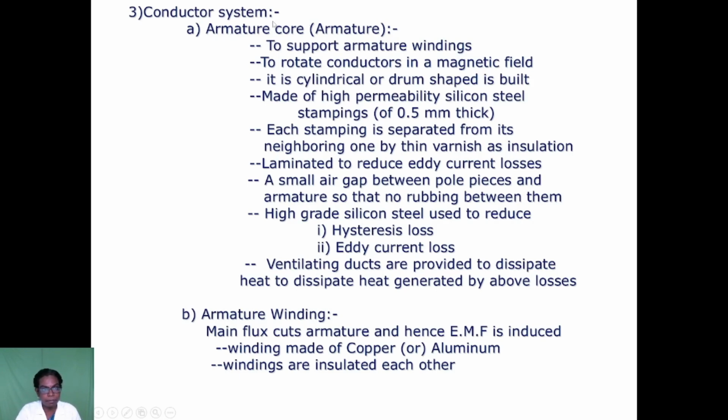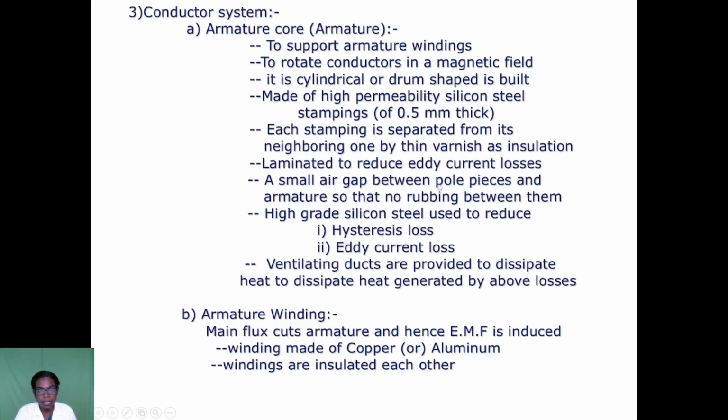In the conductor system, the armature winding is wound on the armature core. It supports the armature winding and rotates the conductors in the magnetic field, so it is built cylindrical or drum shaped. It is made of high permeability silicon steel, because silicon steel is good for passing the flux. Each stamping is separated from its neighboring one by a thin varnish insulation. It is laminated to reduce the eddy current losses.